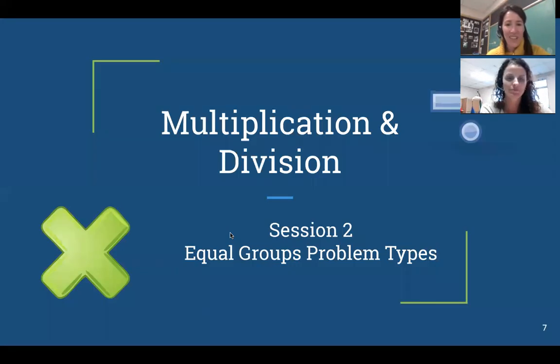Okay. So this brings us to the start of our session. It's on multiplication and division, and it's our second session on multiplication and division. And we're looking at equal groups problem types.